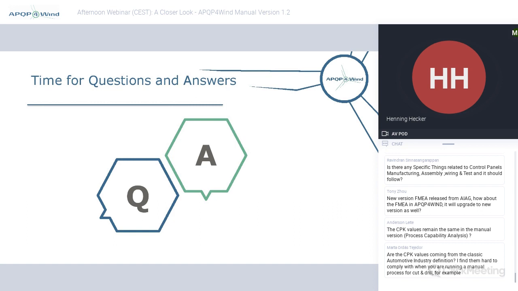And then Marta actually follows up on this question. Are the CPK values coming from classic automotive industry definition? I find them hard to comply with when you're running a manual process for cut and drill, for example.